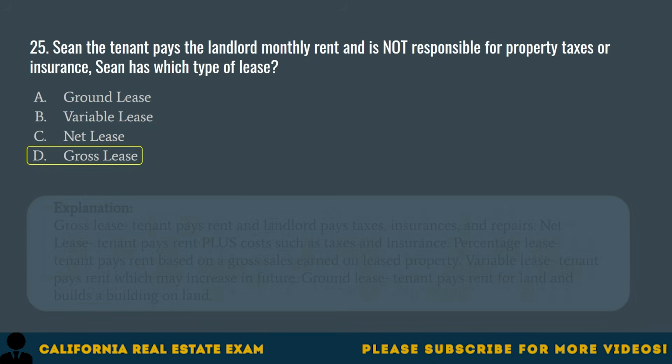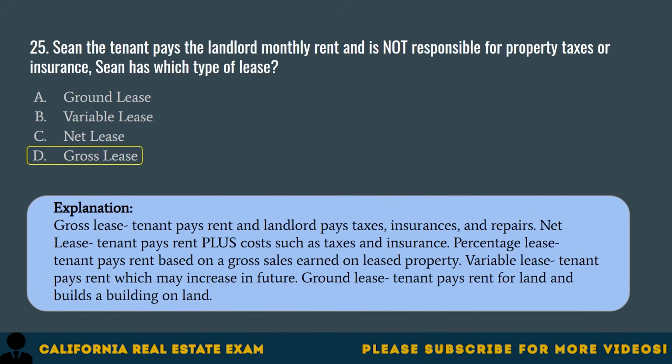Gross lease. Gross lease tenant pays rent and landlord pays taxes, insurance, and repairs. Net lease tenant pays rent plus costs such as taxes and insurance. Percentage lease tenant pays rent based on a gross sales earned on leased property. Variable lease tenant pays rent which may increase in future. Ground lease tenant pays rent for land and builds a building on land.